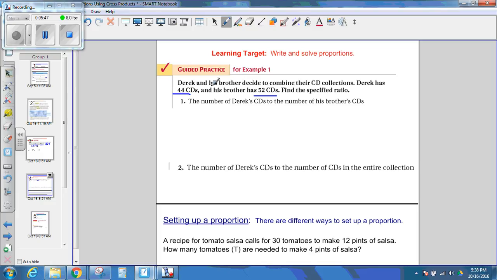It says right here, Derek has 44, his brother has 52. So if we want Derek's to his brother's, we would want 44 to 52. And then, of course, we want to simplify. So what are 44 and 52 both divisible by? They're both divisible by 2. So 44 divided by 2 is 22 of Derek's, to 52 divided by 2 is 26.